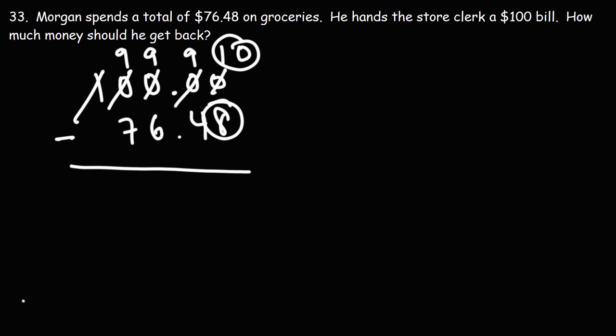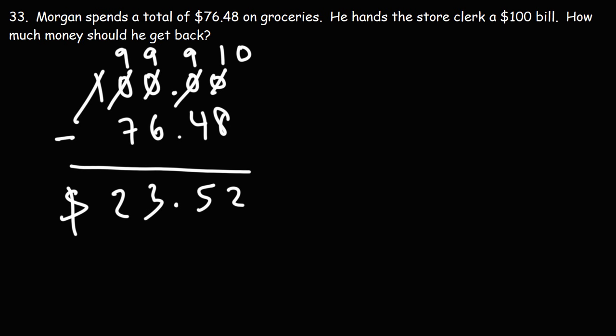10 minus 8 is 2. 9 minus 4 is 5. 9 minus 6 is 3. 9 minus 7 is 2. So the answer is $23.52.